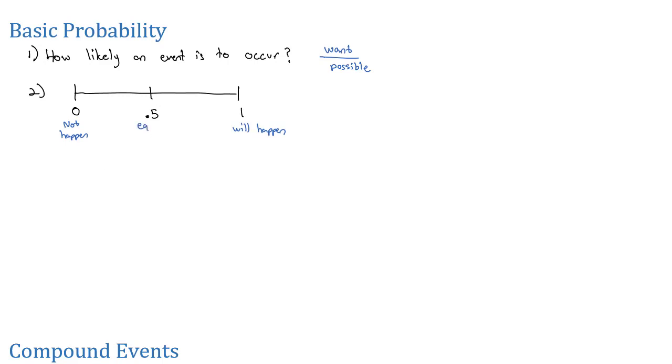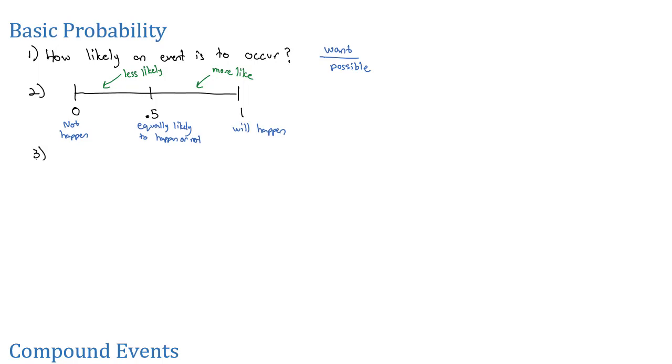0.5 right in the middle is equally likely to happen or not. That might be flipping a coin and getting a heads. It's equally likely to occur and equally likely to not happen. And so things that are off to the left here are less likely. And things that are off to the right here, closer to 1, are more likely to occur. And so we get every decimal from 0 to 1 rating how likely it is to happen.